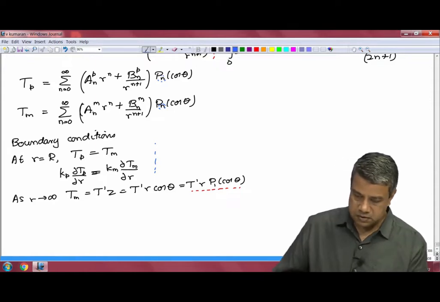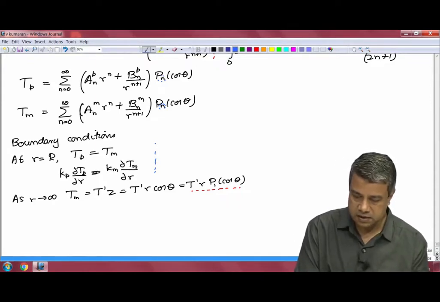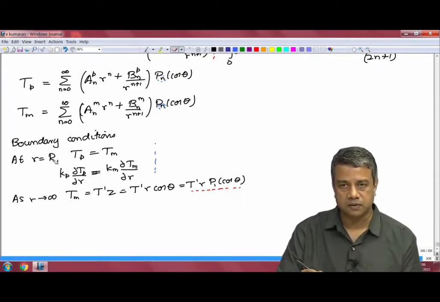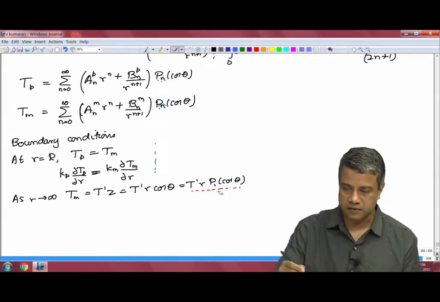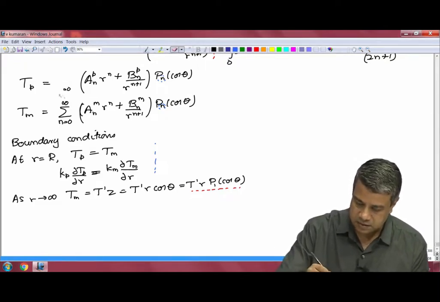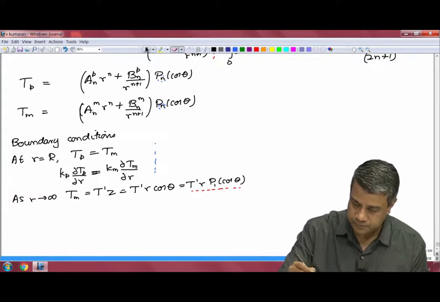So, therefore, I can just write these solutions for the temperatures in terms of P1 alone, because there is no forcing for any of the others. So, therefore, I can just remove these summations here and just set n is equal to 1.